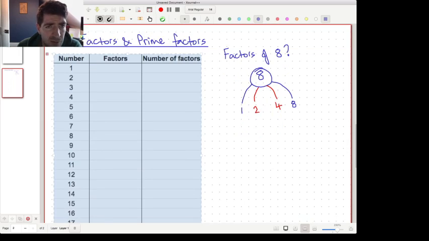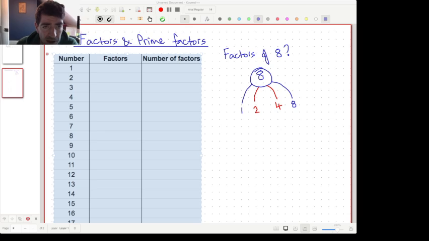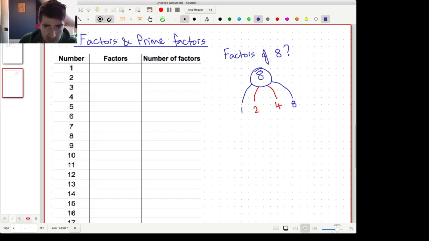Okay, so we've just looked at the first one together, which is 8. So I'm just going to add that to my table. So there we go. 8 had factors 1, 2, 4, and 8. And I'm going to write them in order from smallest to biggest. So the number of factors, how many factors has it got? It's got 4 factors.